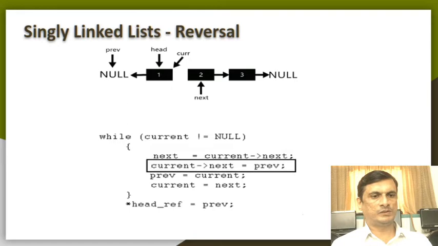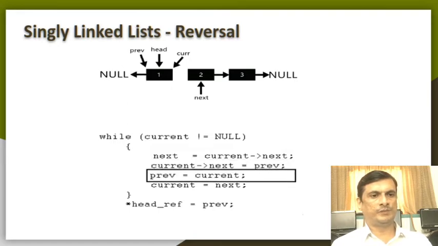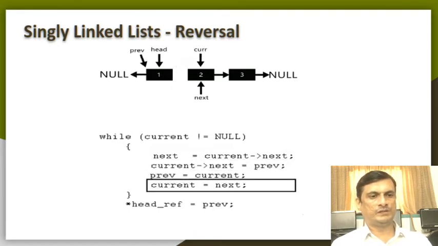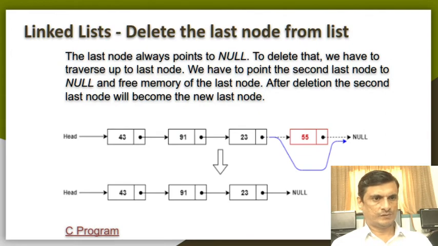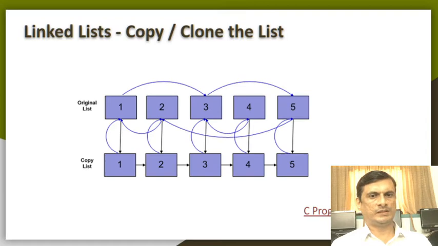Later we discussed the deletion of a node from the single linked list, where we try to delete at the beginning in this case, or you may delete it at the end. The last functionality that we discussed was how to copy or clone a particular single linked list. So that is what we discussed in the previous class.